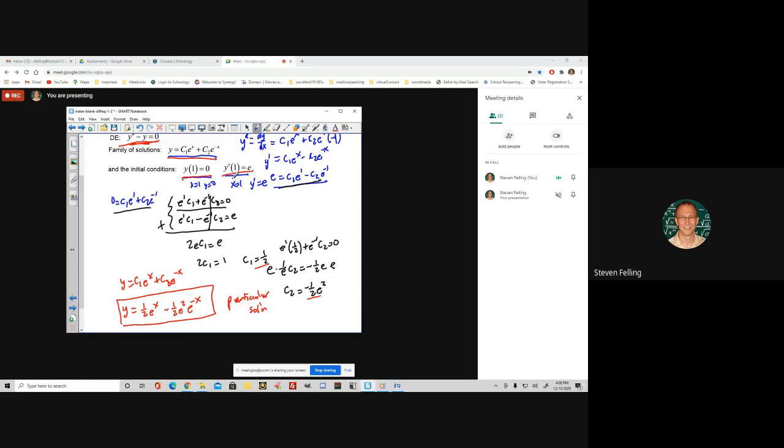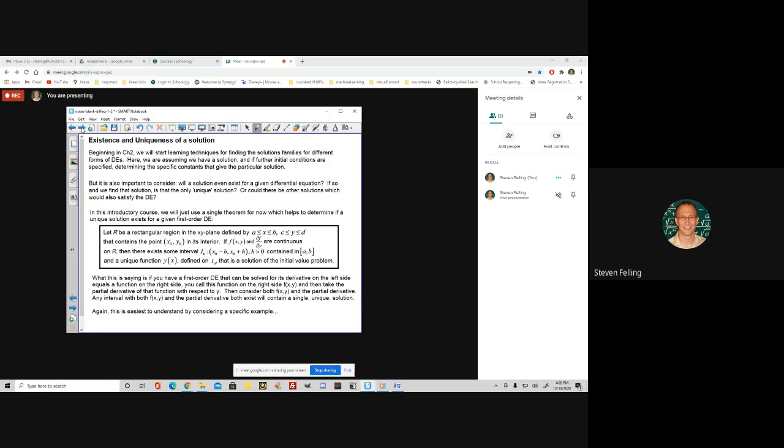Okay, and then there's one last little thing here to talk about. It's kind of an esoteric thing, but it is in the book and was in the notes last year, so we'll talk about it. Where do we have a solution? Is it true that there's a solution for every point in the domain for a differential equation? And the answer is not necessarily. And sometimes there are multiple solutions, and sometimes there's only a unique solution at different points.